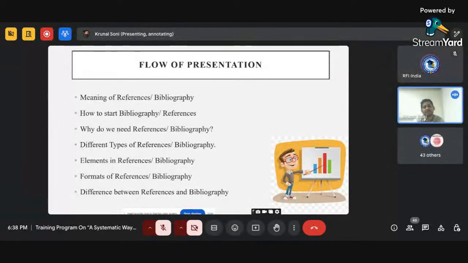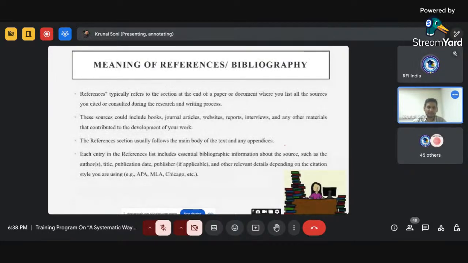Usually people consider these to be the same, but in practice they are not. There is a thin line of difference between referencing and bibliography, which we also have to try to understand. So we will see the difference between referencing and bibliography. We will start with the meaning. What is the meaning of referencing and bibliography?